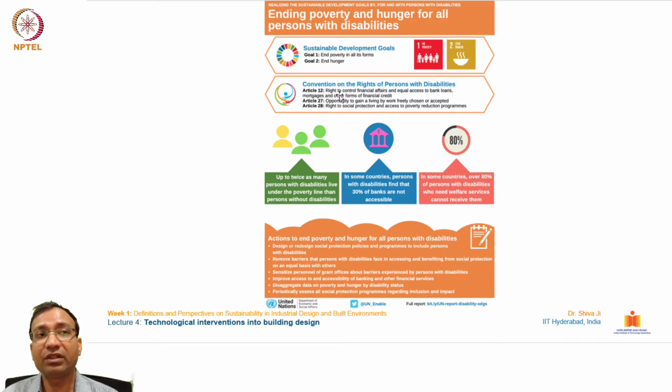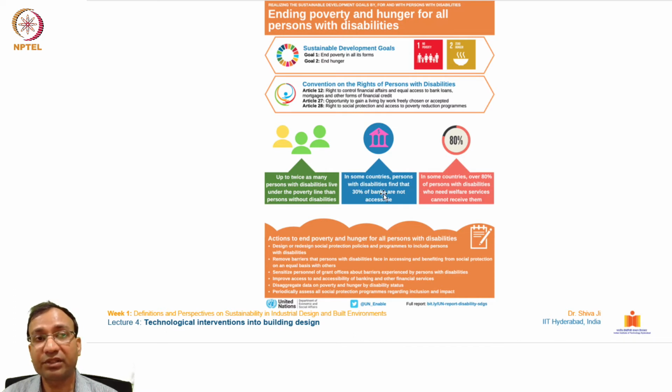So in this one you can see there are conventions placed in the provision, so that this section is not left out. Up to twice as many persons with disabilities live under the poverty line than persons without disabilities. So this is the reason why this focus is given particularly to this set of people.